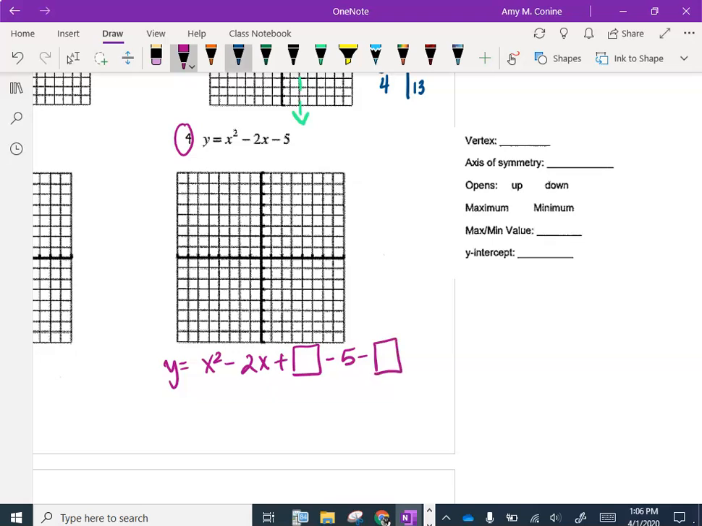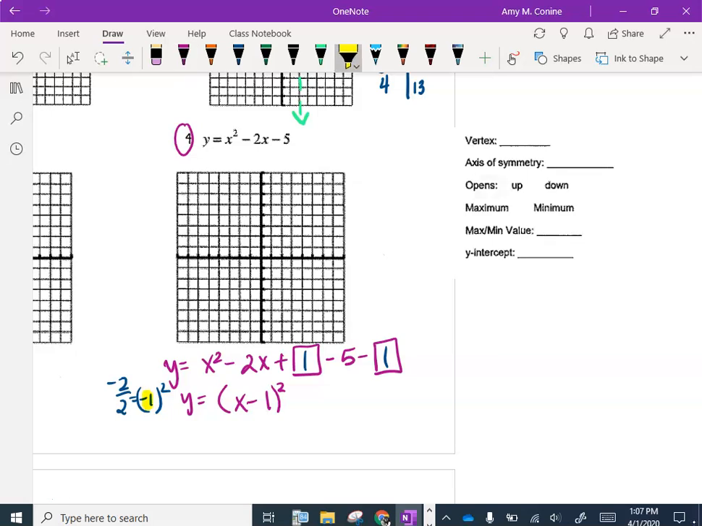Okay, I'm going to do my b divided by 2, so negative 2 divided by 2, get my negative 1, square. So I should have a 1 going in those boxes. Now because a was 1, I don't have to divide anything out, so I don't have to worry about all of that other brackets or anything. I should have x minus 1 squared.